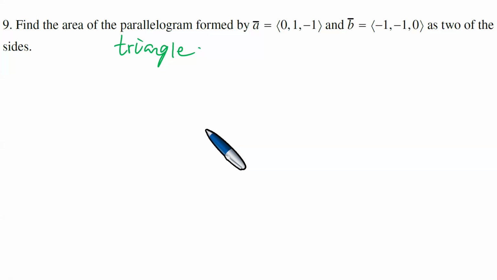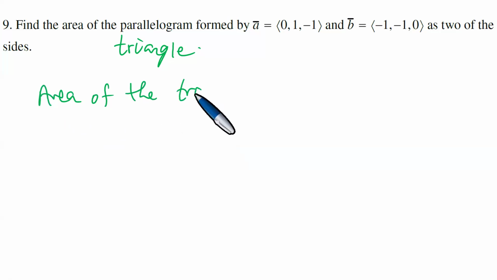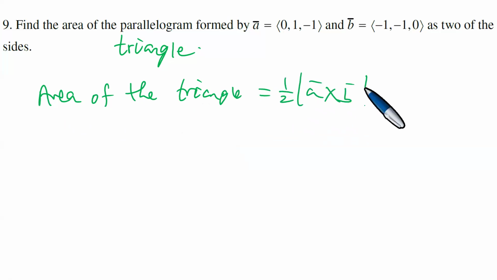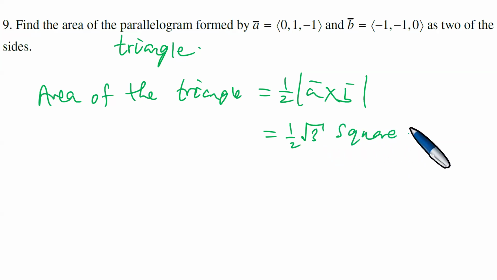You want to take the length you found for the parallelogram and multiply it by a half. In other words, the area of the triangle is going to be 1/2 of A cross B. And A cross B becomes the square root of 3, so the answer is half the square root of 3 square units. I'm happy that you're able to follow.